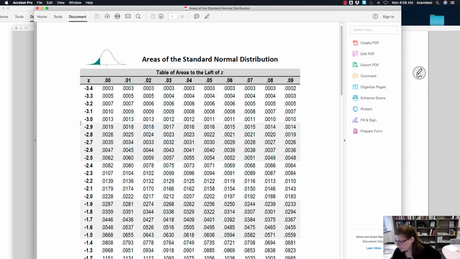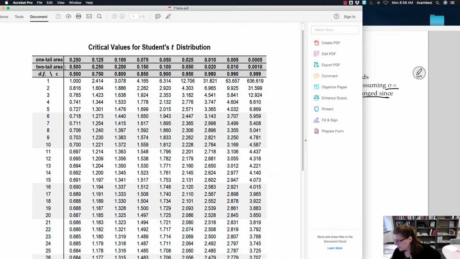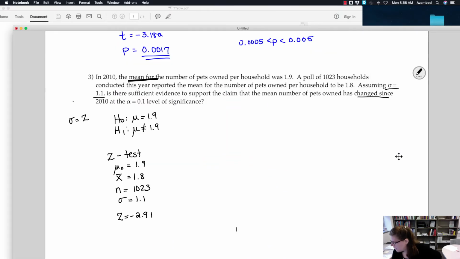So I'm going to the negative 2.9 and 1 gives me 0.0018. So from the table, p is equal to 0.0018 times 2 for two-tailed, or 0.0036. Those of you using the calculator, you should have gotten 0.00364. It gives you a little bit more accurate p-values, but 4 decimal places is fine. This one we'd reject as well.